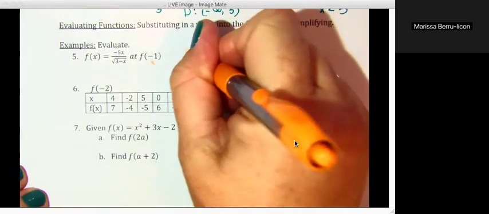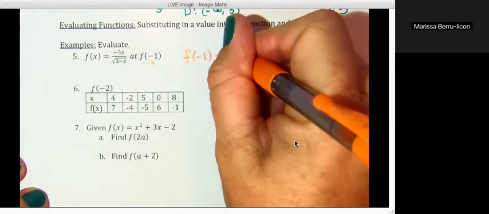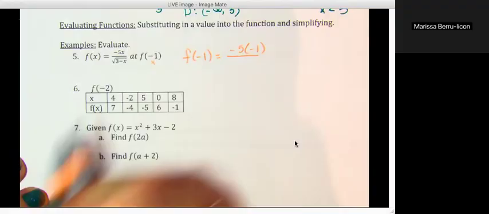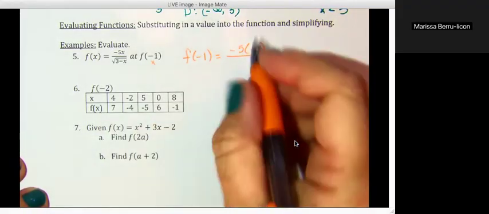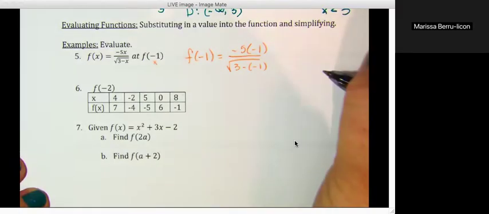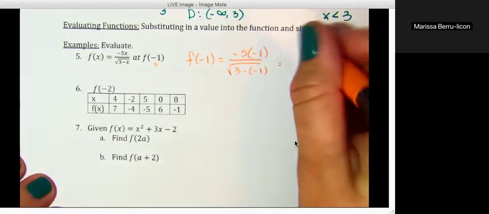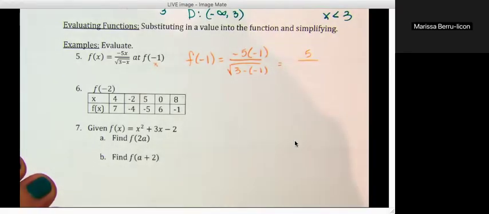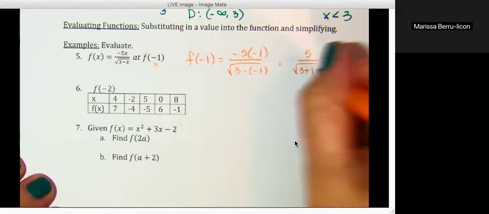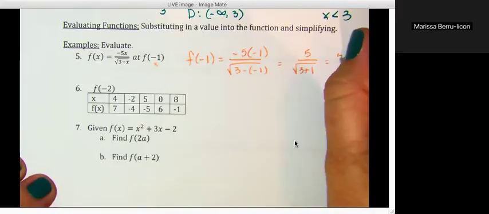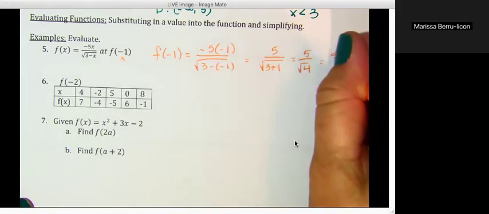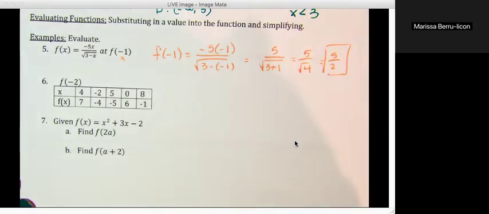So f of negative 1 is equal to negative 5 times negative 1. And I'm going to plug that negative 1 everywhere I have an x. So it's going in for all of the x values. And then I have 3 minus negative 1. Well, a negative times a negative gives me a positive 5 up top. And underneath my square root here, I have 3, and that becomes 3 plus 1. And that's the square root of 4. And then the square root of 4 is 2. So f of negative 1 is 5/2.